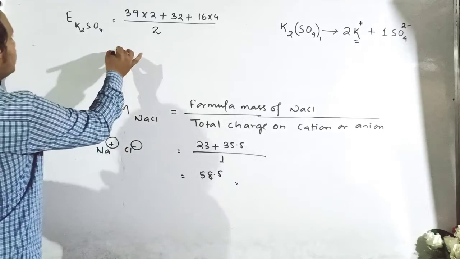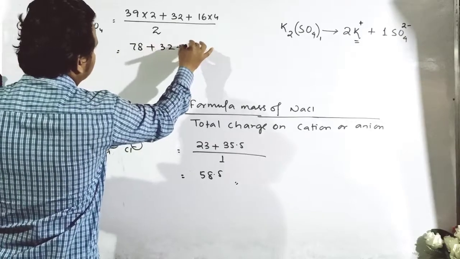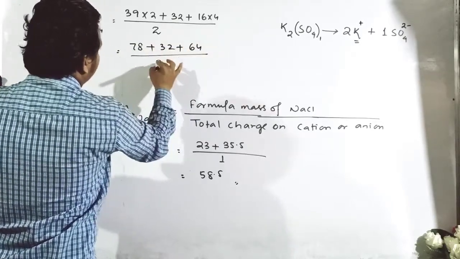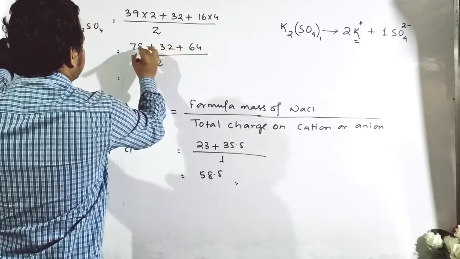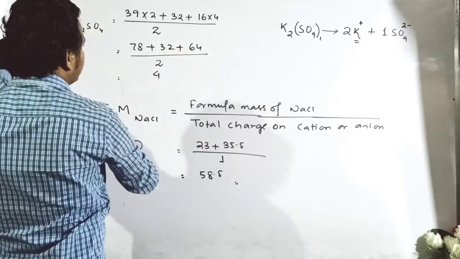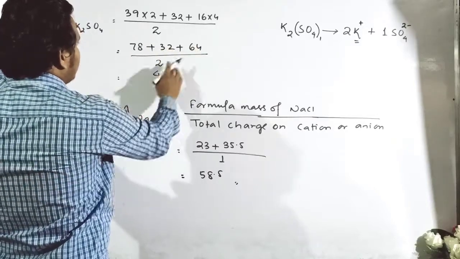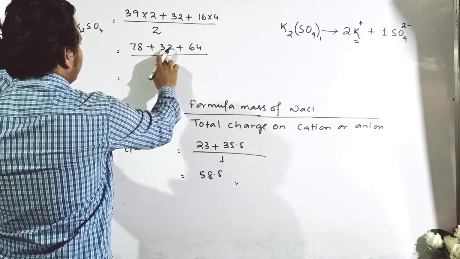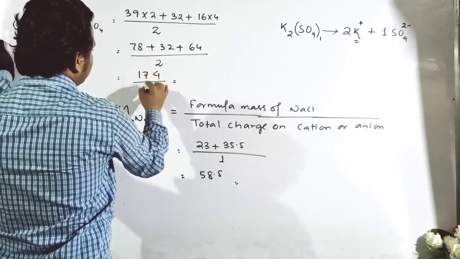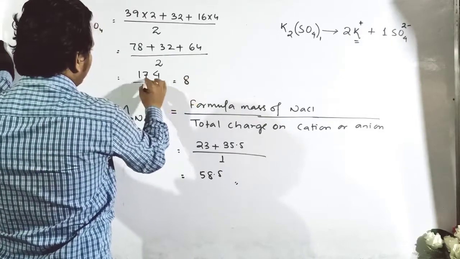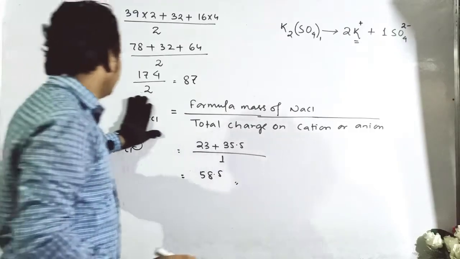Now solve. 39 into 2 is 78, plus 32, plus 16 into 4 is 64, divided by 2. So this will be 174 by 2. So this will be 87. 87 will be the answer.